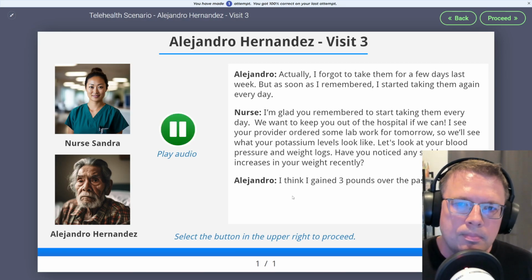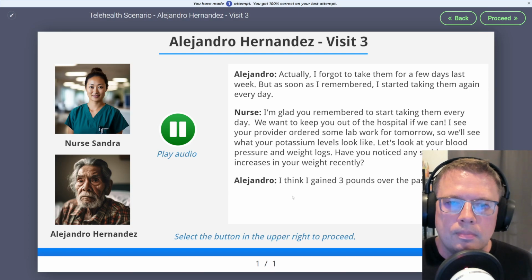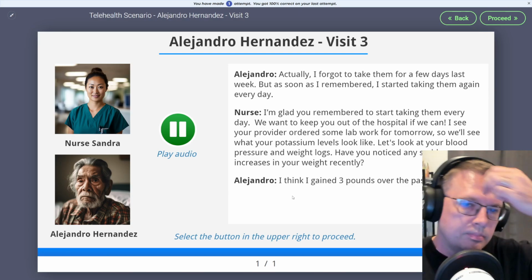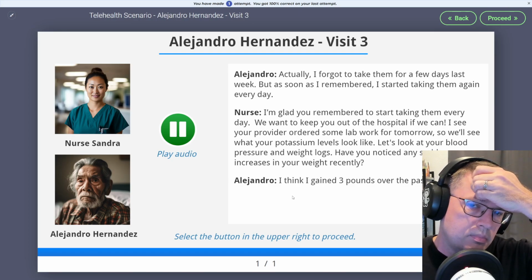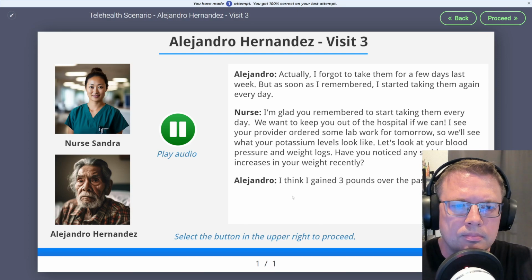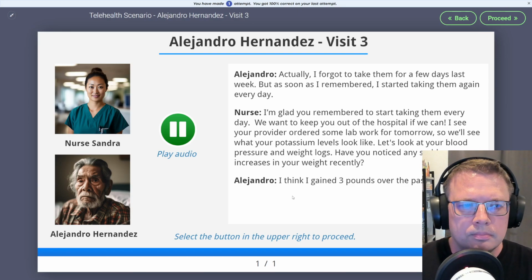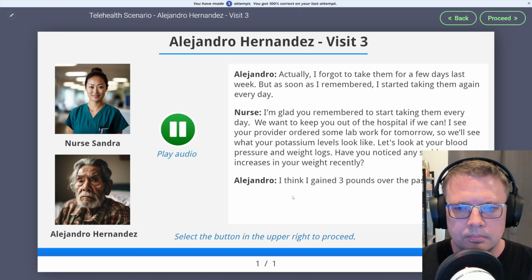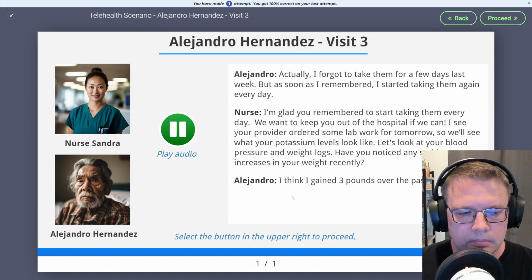Actually, I forgot to take them for a few days last week, but as soon as I remembered, I started taking them again every day. I'm glad you remembered to start taking them every day. We want to keep you out of the hospital if we can. I see your provider ordered some lab work for tomorrow, so we'll see what your potassium levels look like. Let's look at your blood pressure and weight logs. Have you noticed any sudden increases in your weight recently?